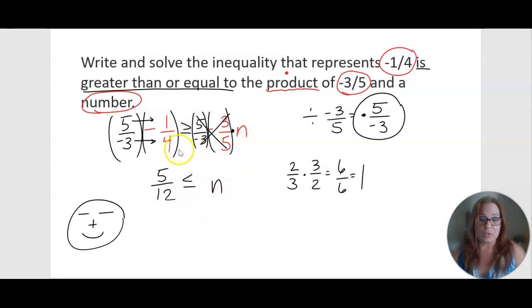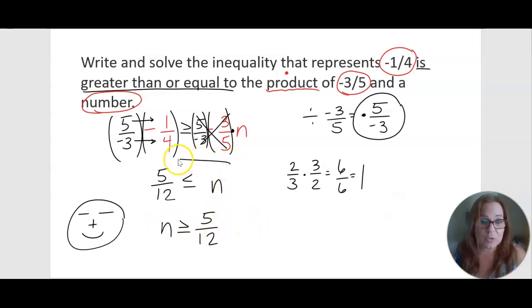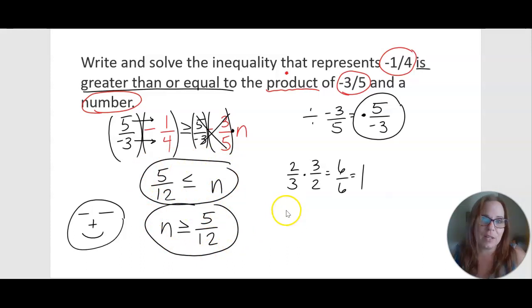Now, if I wanted to write this with the n starting first, it would look like that. You don't have to. These are equivalent, but when it comes to graphing, which we don't have to do on this problem, most students find it easier to graph when the variable comes first. That's it.